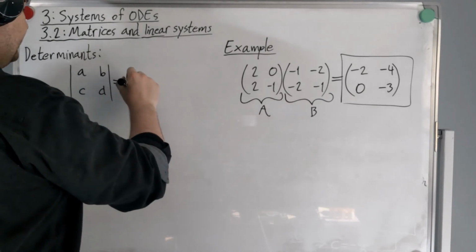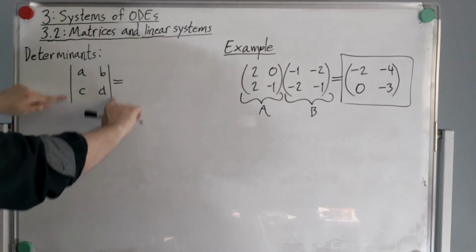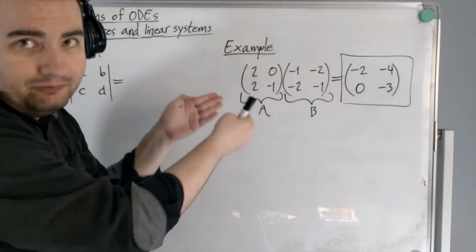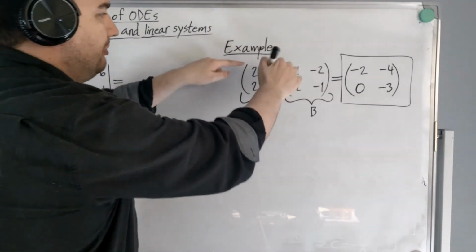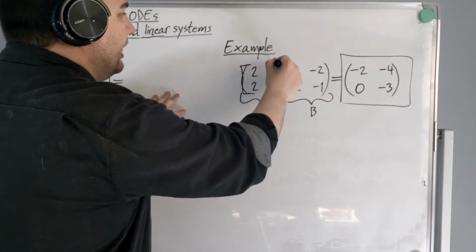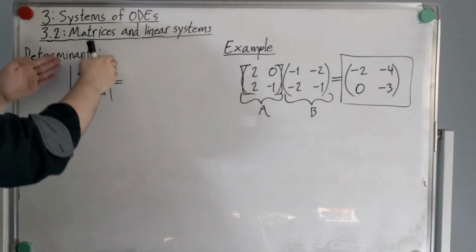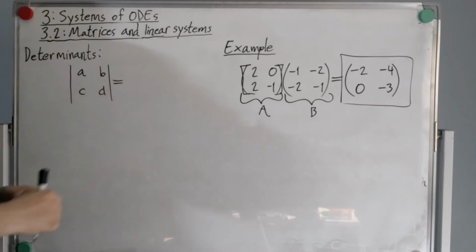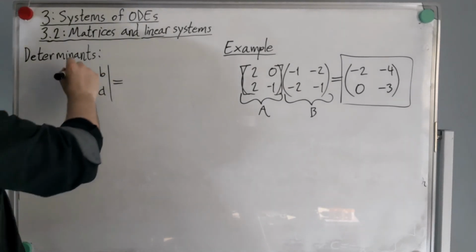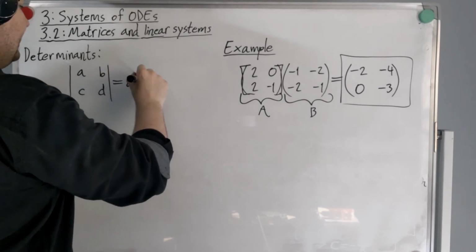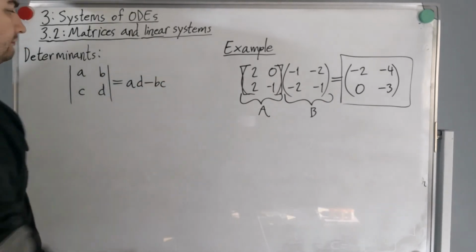Oh, by the way, the vertical lines mean determinant, whereas the parentheses just mean matrix. Some people also write square brackets here. That's the same thing. It just means matrix, whereas the vertical lines mean determinant. Anyway, the determinant of a 2 by 2 matrix is just AD minus BC.